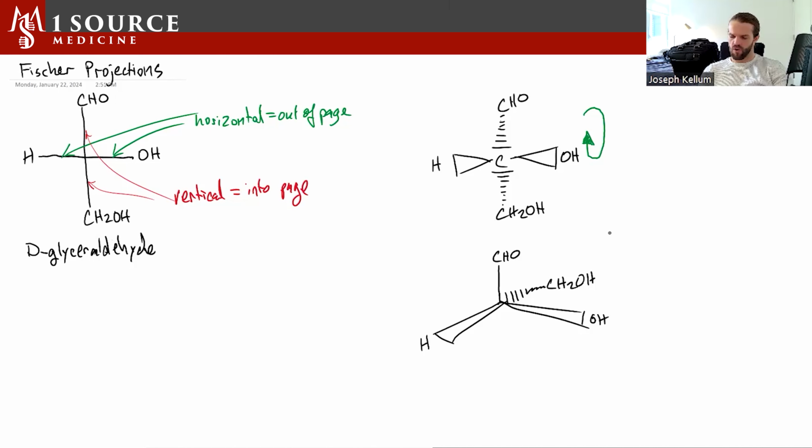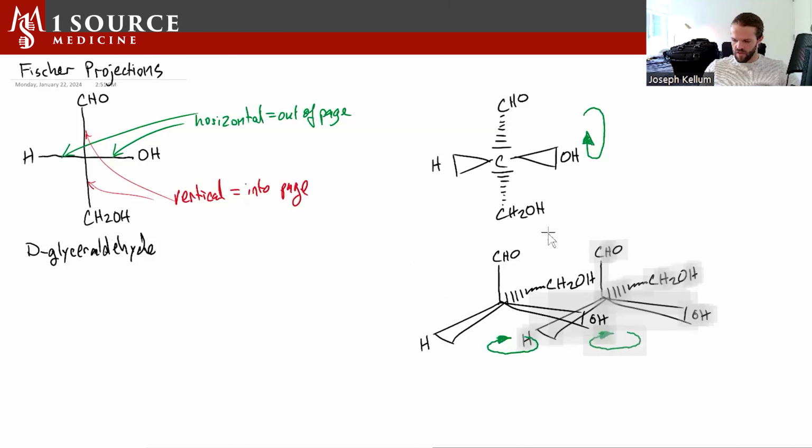Now that we've done that, I want to rotate just a little bit again. This time instead of rotating around the horizontal axis, we're going to rotate around the vertical axis. And we're going to rotate sort of this direction. And we're going to do it until this group here on the left, meaning the hydrogen in this case, ends up in the plane of the page as well. Once we do that, I'm going to move this thing over just a little bit. We'll move it over this direction.